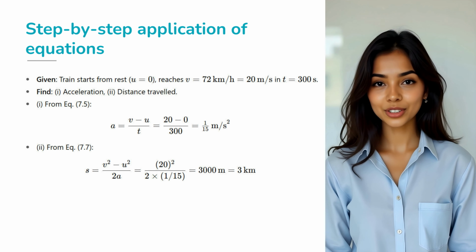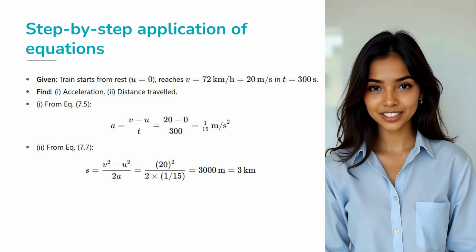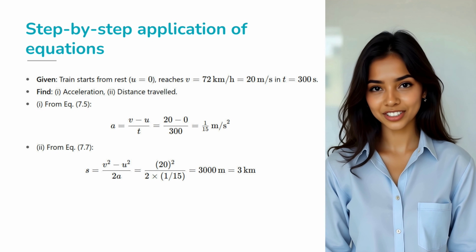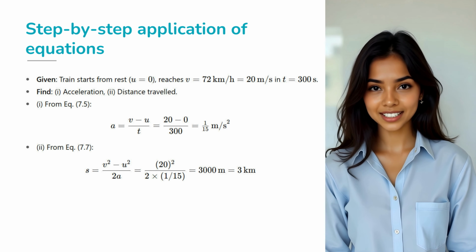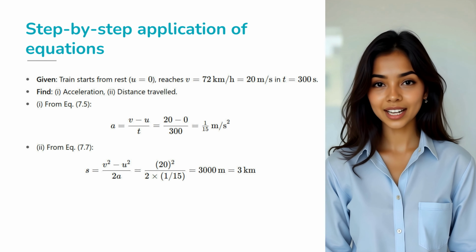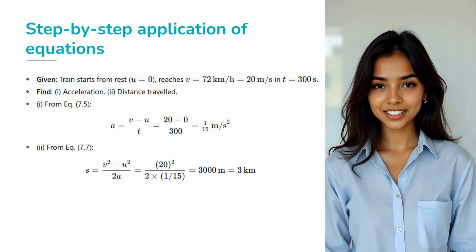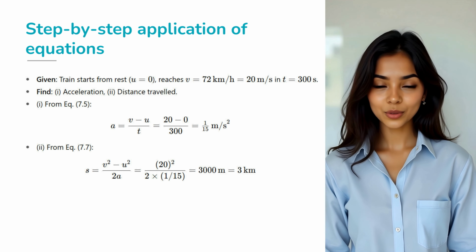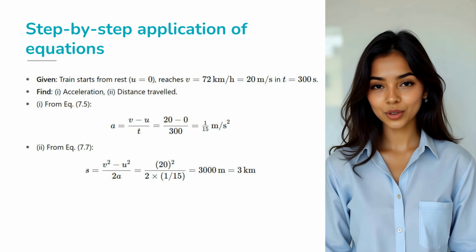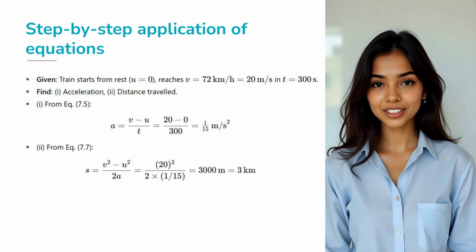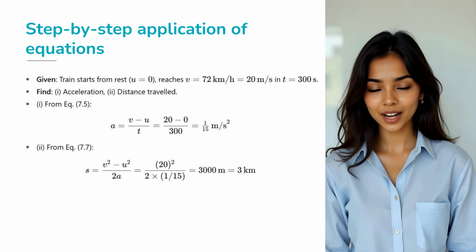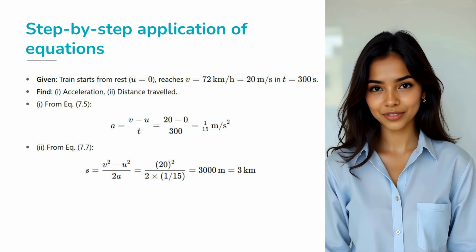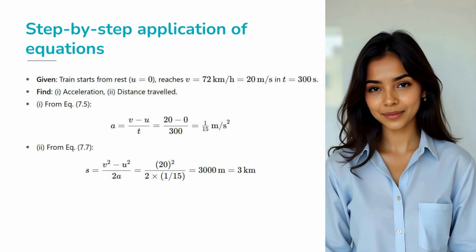Let's solve one together. A train starts from rest and reaches a velocity of 72 km per hour, that's 20 meters per second, in 5 minutes or 300 seconds. Step 1. Find acceleration using the first equation, a equals (v minus u) divided by t, that's 20 minus 0 over 300, which equals 1 over 15 meters per second squared.